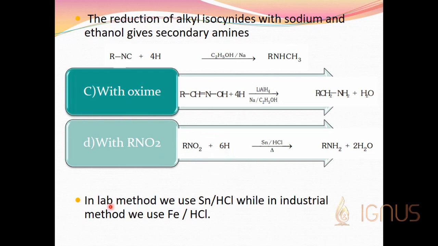Here there is one more point. In the lab method, we will be using tin in HCl, while in the industrial method, we will be using iron in HCl. You can use both iron in HCl or tin in HCl. Both will give the amine as the product.